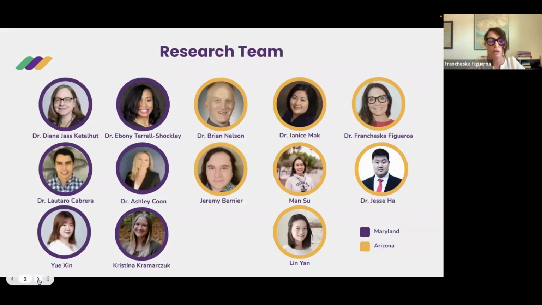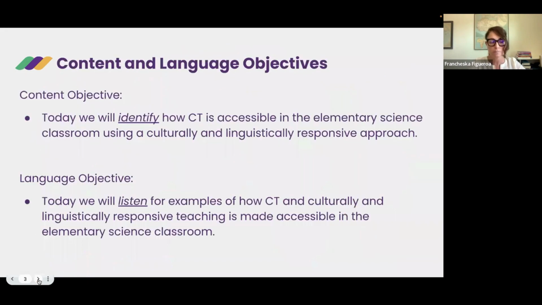Okay, so here is our research team. We have 6 researchers from the University of Maryland, and we have 7 researchers from Arizona State University. So we are a rather large research team, but we have been meeting collaboratively for a little over a year, and we have worked via Zoom and have actually met each other in person a couple of times. So it's been a privilege to be a part of this team.